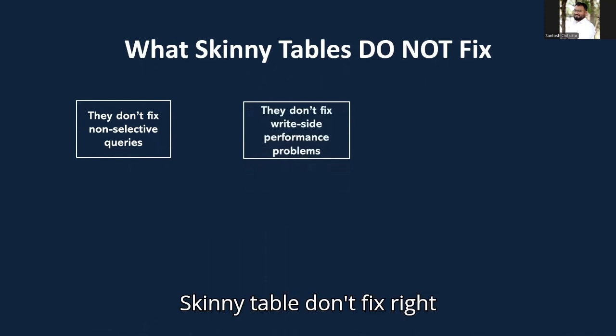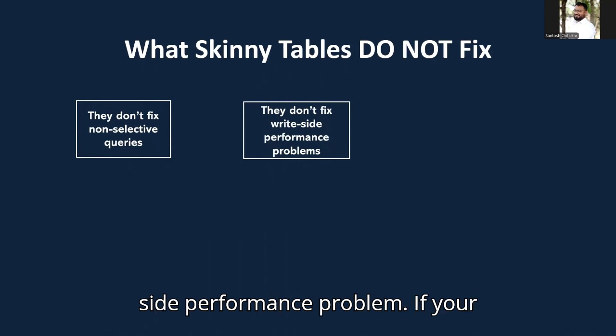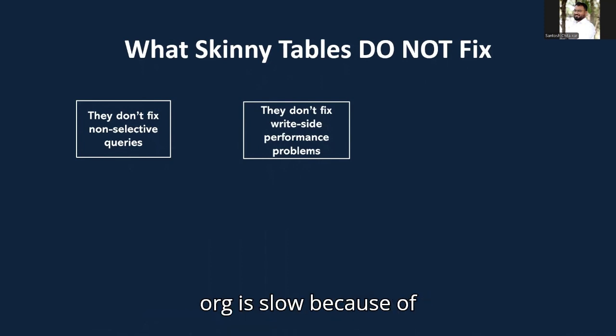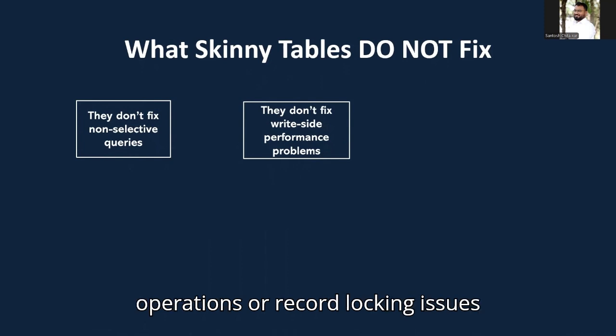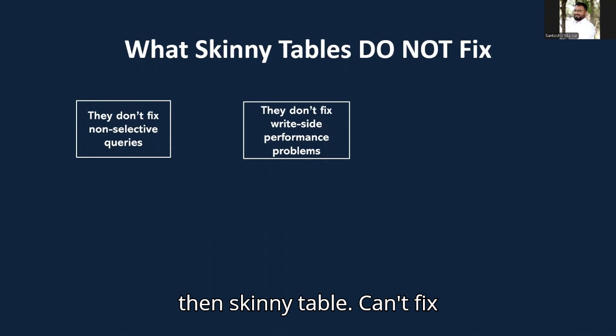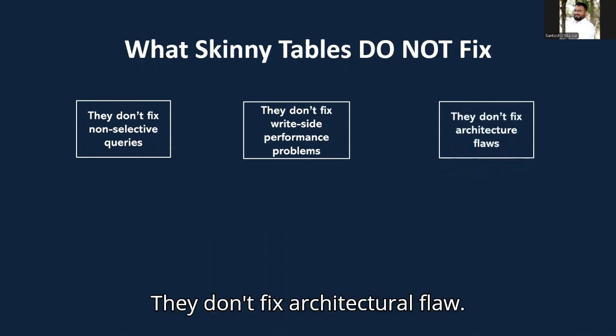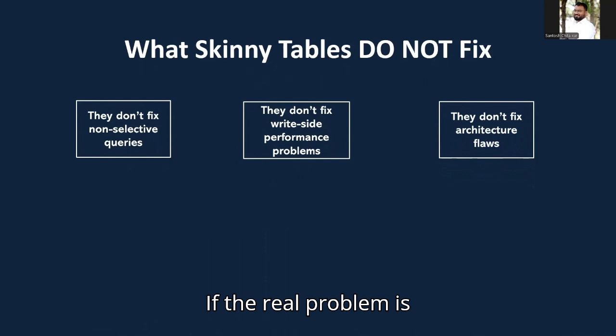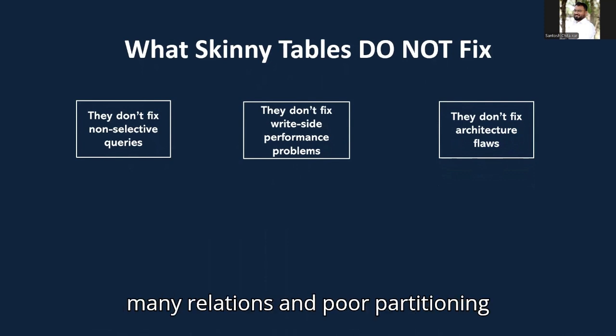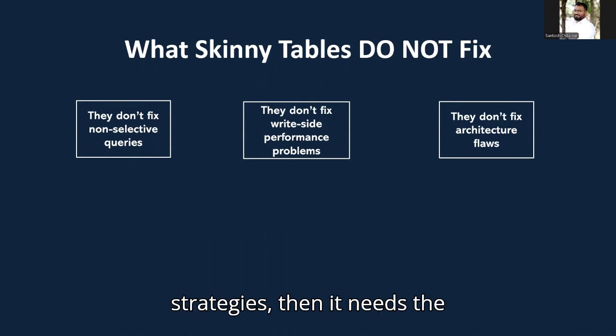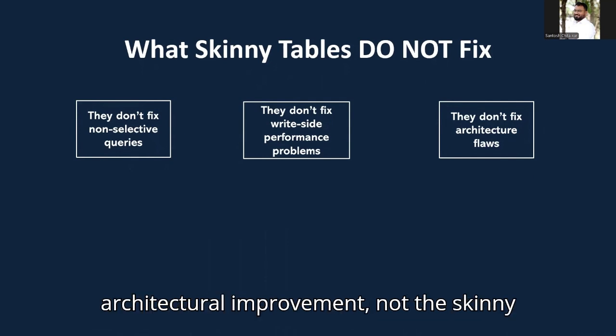Skinny table doesn't fix write side performance problems. If your org is slow because of heavy trigger flows, CPU limit issues, too many DML operations or record locking issues, then skinny table won't fix this. They don't fix architectural flaws. If the real problem is data model design issues, sharing model complexity, too many relations and poor partitioning strategies, then it needs architectural improvement, not skinny table.